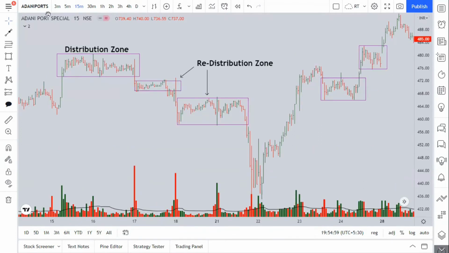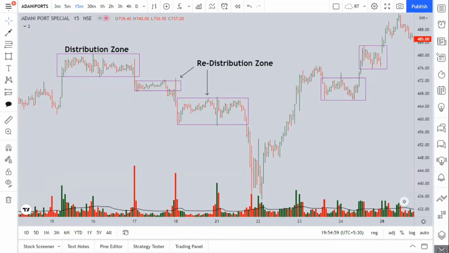Same thing with the distribution zone. After a particular uptrend, you got a distribution zone in which the market held at particular levels with low volume activity, then a downfall, again low volume activity, and the market started holding again right here. Then a redistribution zone occurred and the market went on a downtrend aggressively. So these are the examples for market phases.